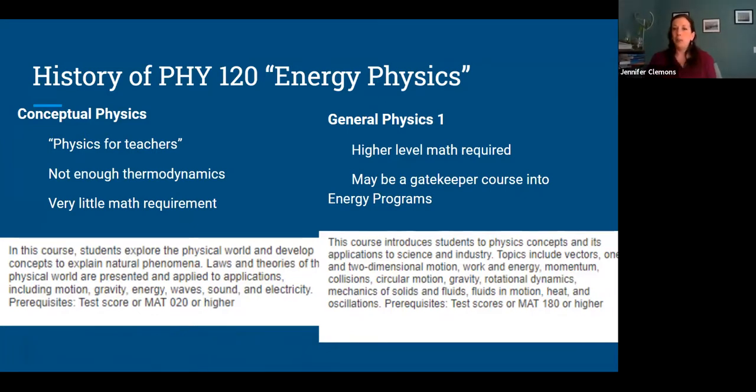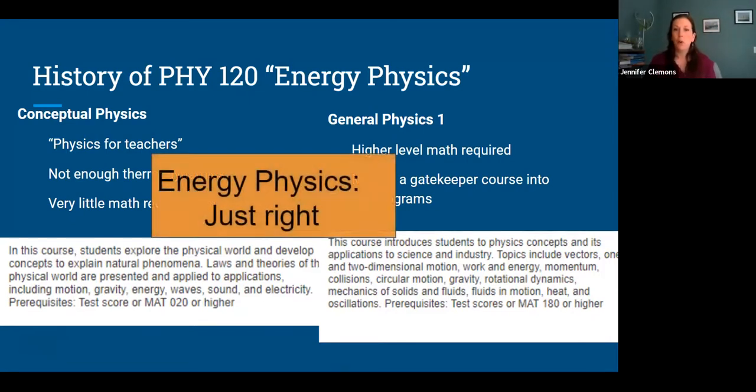Or we had the choice between general physics 1. And that's what a lot of us in STEM fields took when we were in college. But it had a much higher level math requirement. As you can see down here, it requires Math 180, which is a higher level math and is required in our program. So we thought this was really going to be a gatekeeper course for us in the energy department.